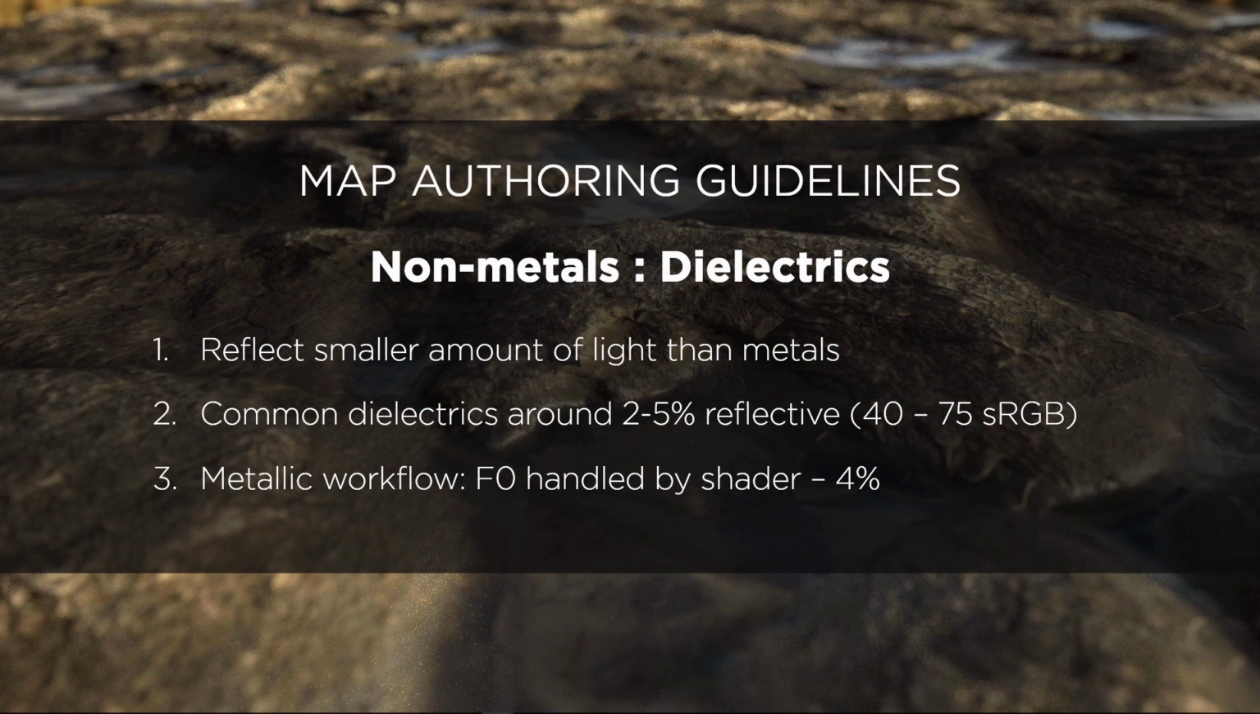Now we're going to talk about dielectrics. We've covered the diffused reflected color, or albedo aspect, so now we'll focus on reflectivity. Dielectrics reflect a smaller amount of light than metals. Common dielectrics are around 2 to 5% reflective, which maps to 40 to 75 sRGB. The exception to this is gemstones, which are around 8% and higher.